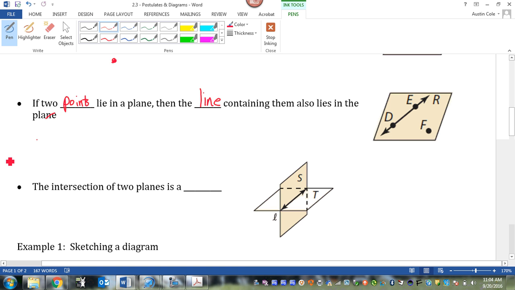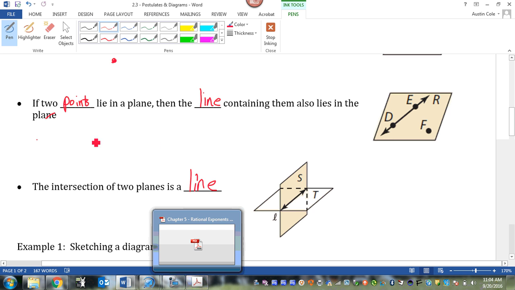Okay, so the intersection of 2 planes. Name 2 planes in this room. Name the other one. Right. Where do those meet? There. What is that? A line. Exactly. The intersection of 2 planes is a line.